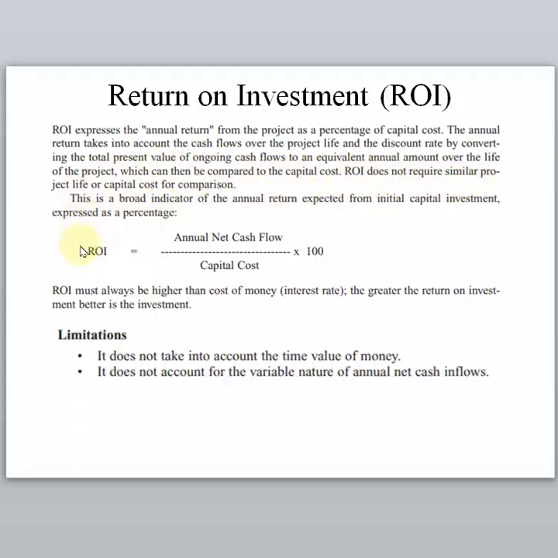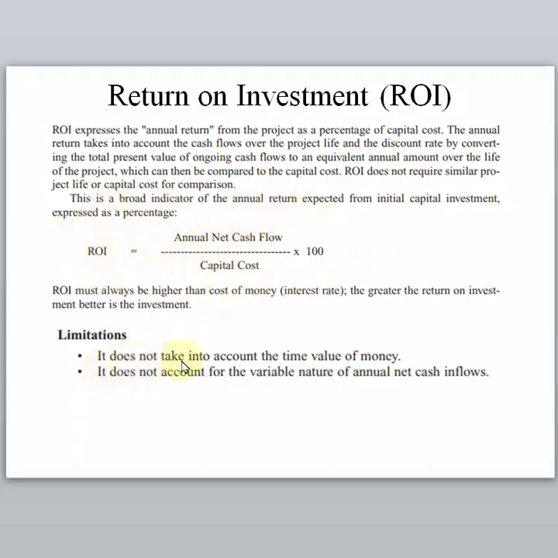Now if you look at the formula, return on investment equals annual net cash flow upon capital cost, into 100. There are two types of cash flow, gross and annual net. Net is the actual cash flow, and gross is the cash flow including taxes, interest and depreciation cost, etc. So this is the formula, and it has two limitations.